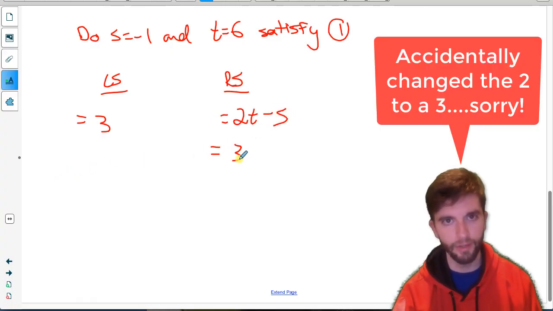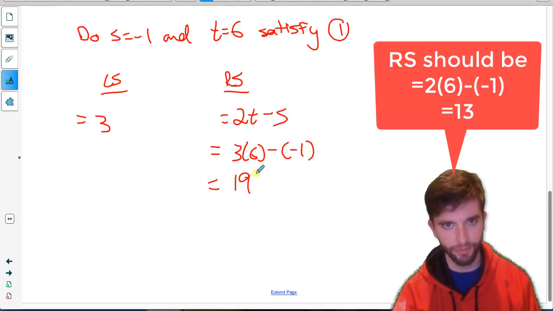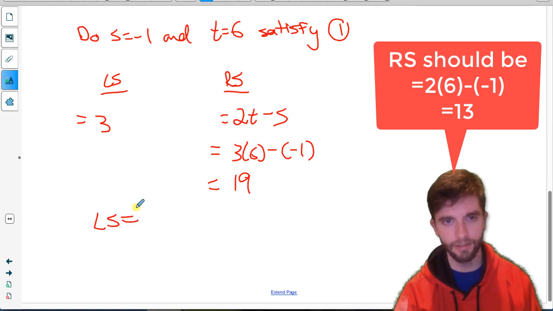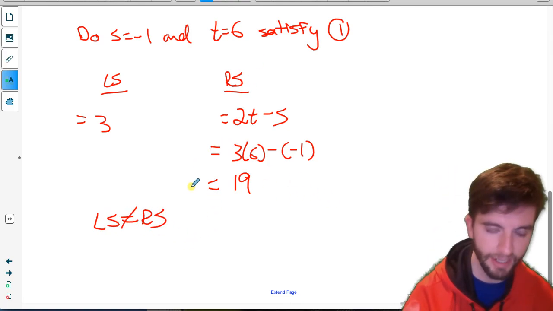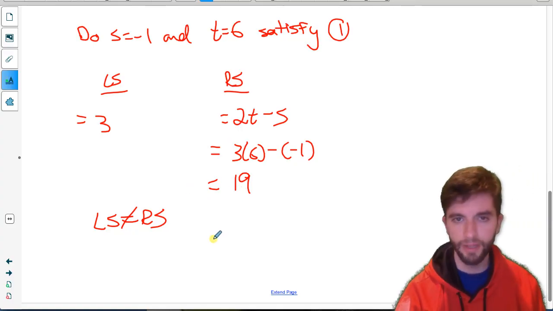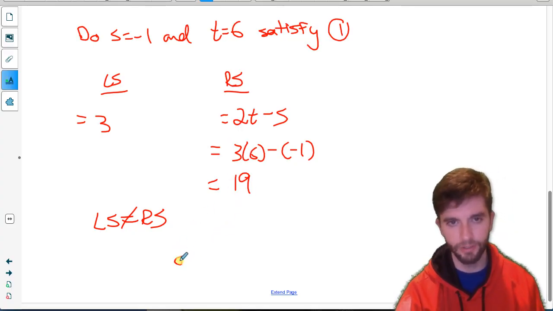So on the right side, let's sub in our t value and our s value. And we see 3 does not equal 19. Left side does not equal right side. So that means for those t and s values, the y and z coordinates are equal, but not the x coordinates. So therefore the lines do not intersect. These lines are skewed. Therefore, no solution.